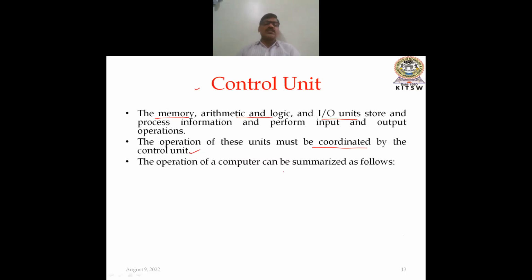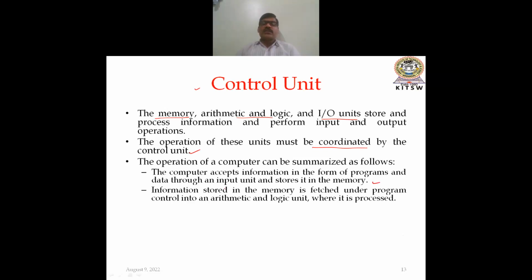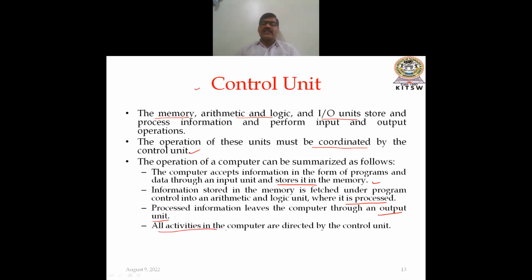The operation of a computer can be summarized as follows. The computer accepts information in the form of programs and data through an input unit and stores it in the memory. The information stored in the memory is fetched under program control into an arithmetic and logic unit where it is processed. Processed information leaves the computer through an output unit so that it will be displayed onto the screen. All these activities in the computer are directed by the control unit.